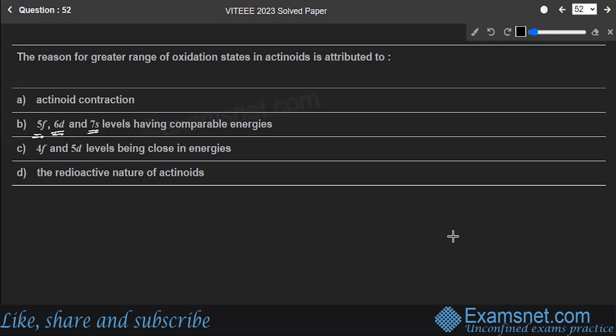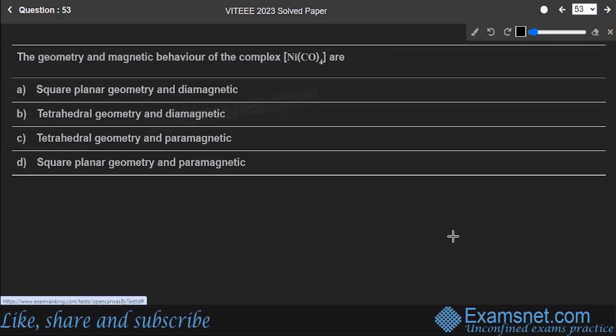Hence, there is a greater range of oxidation states in actinoids. That makes this the correct choice for the given question. Hope you understood. Next is question number 53. The geometry and the magnetic behavior of the complex Ni(CO)4 are which of the following?